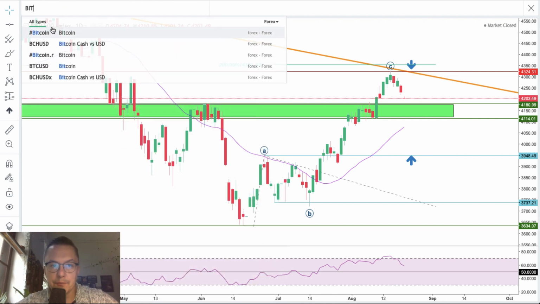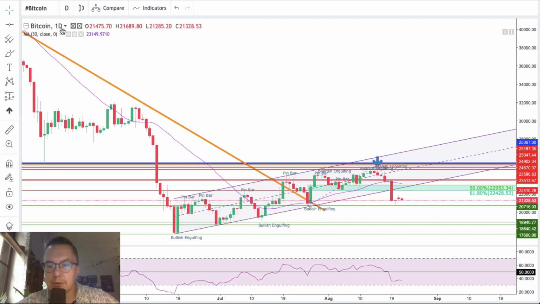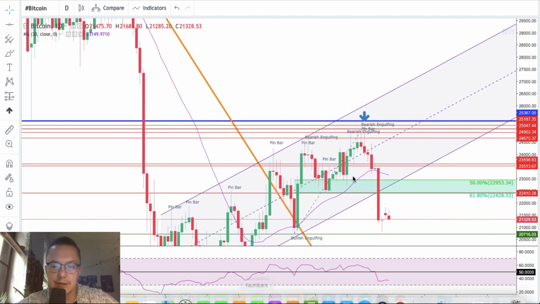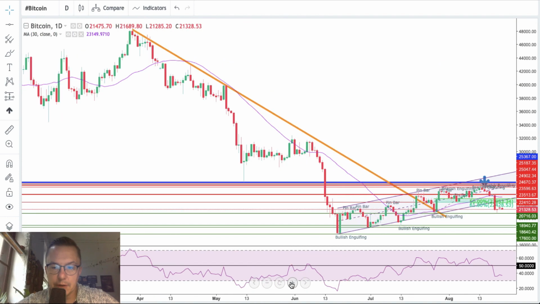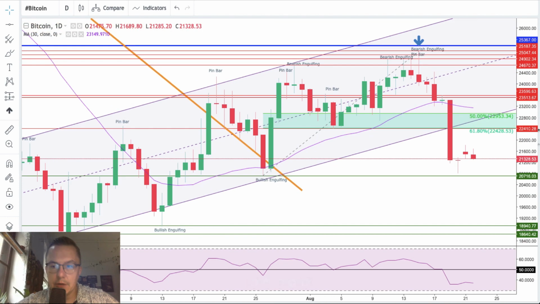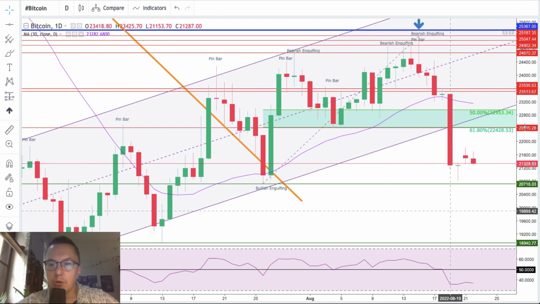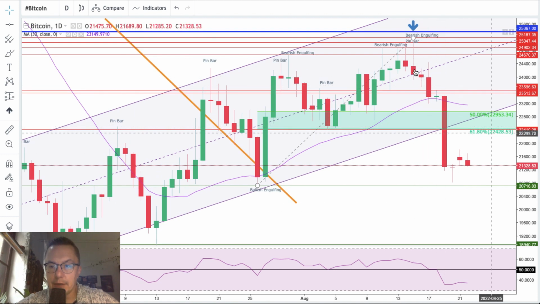Let's find out what is going on with Bitcoin, and we have a massive breakout to the downside. Let me just zoom in here. There you go, one more. Okay, what do we have here? We have a breakout below 61%, so that's history.